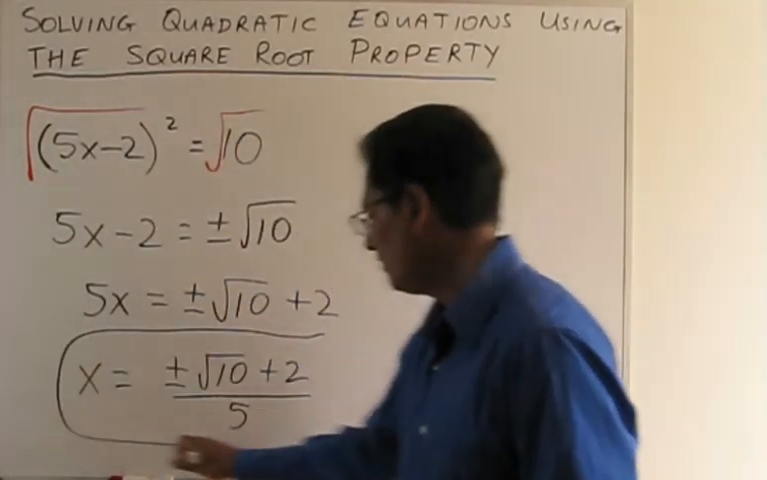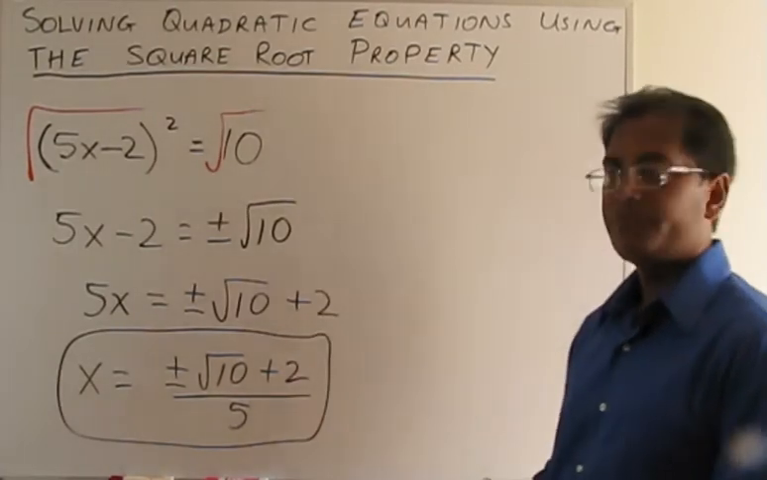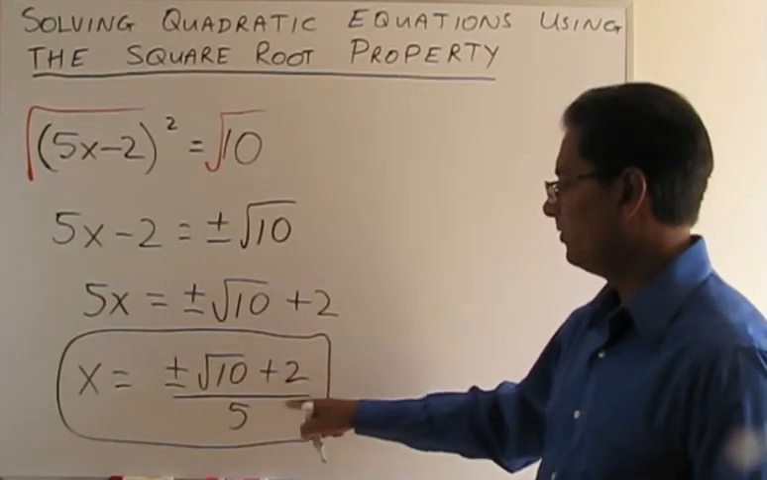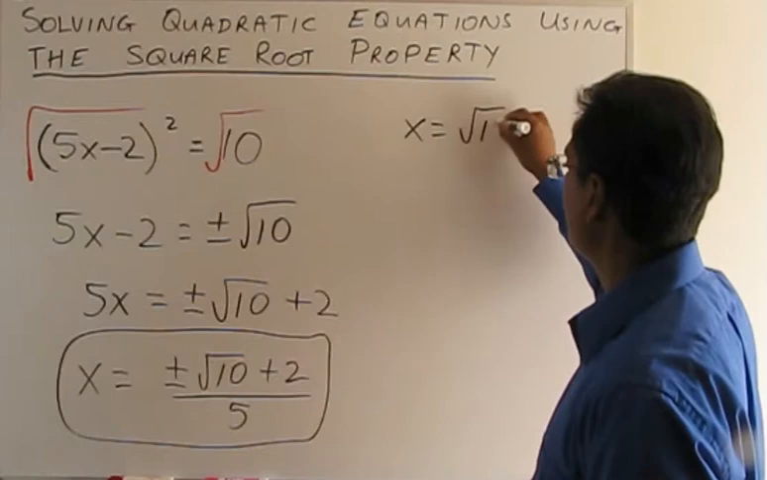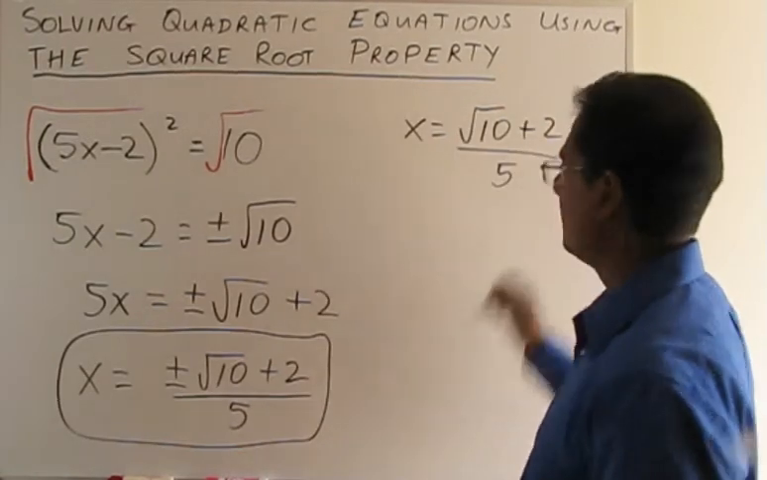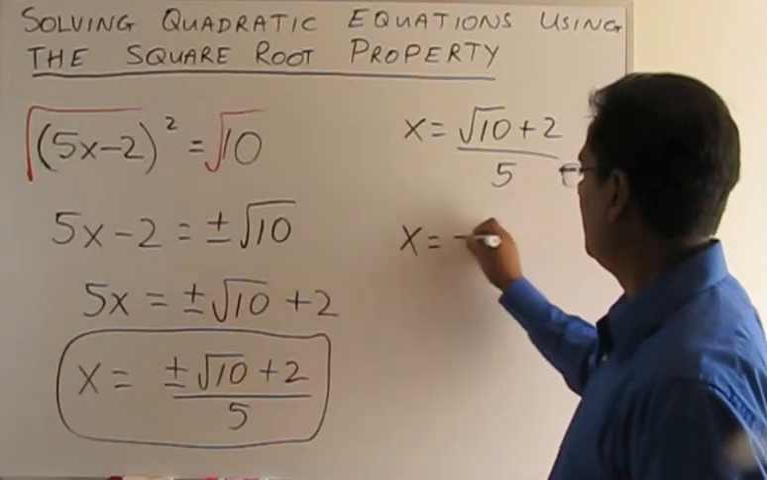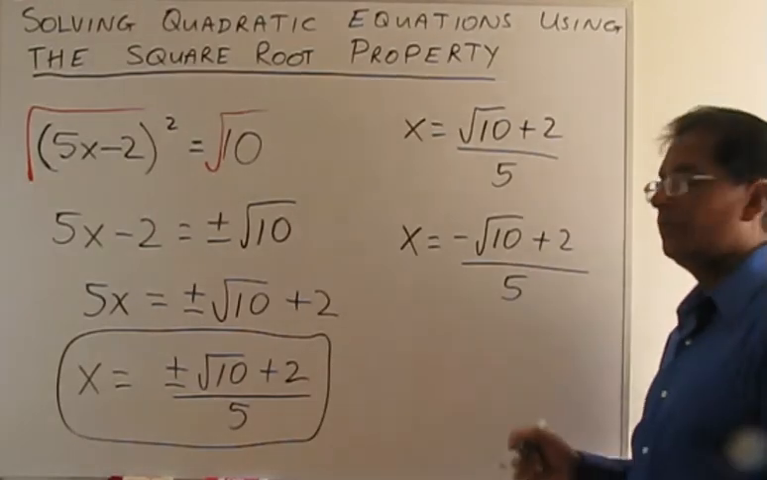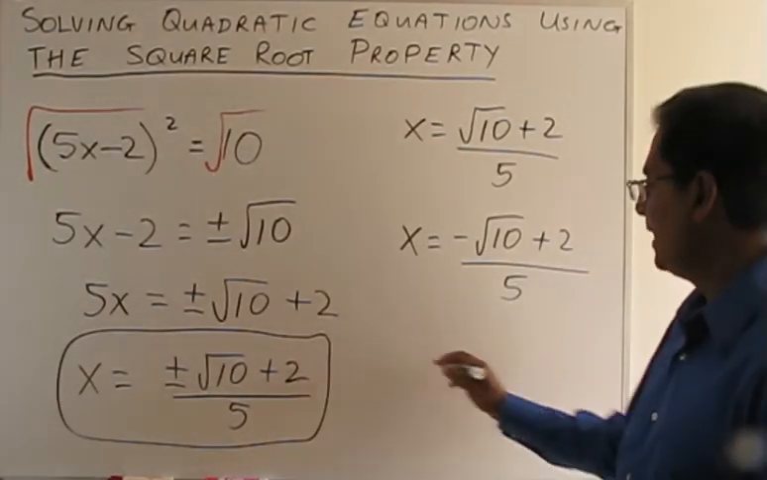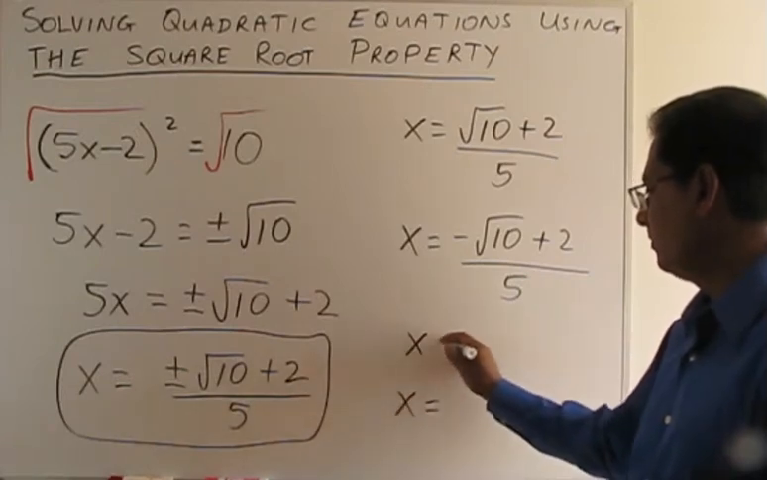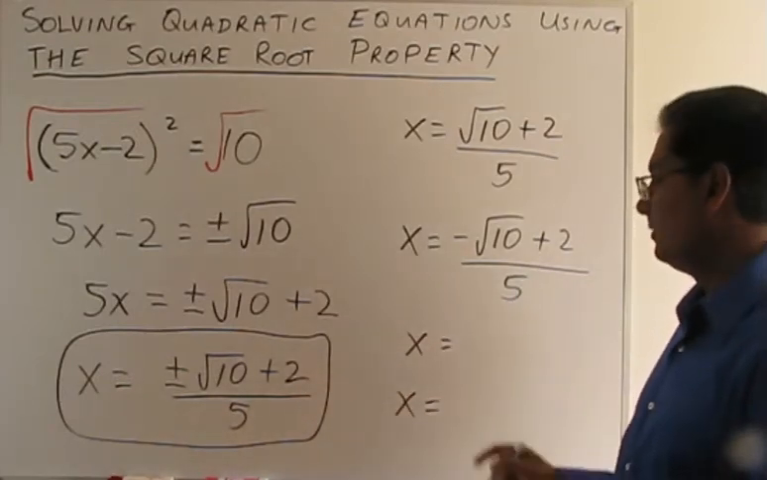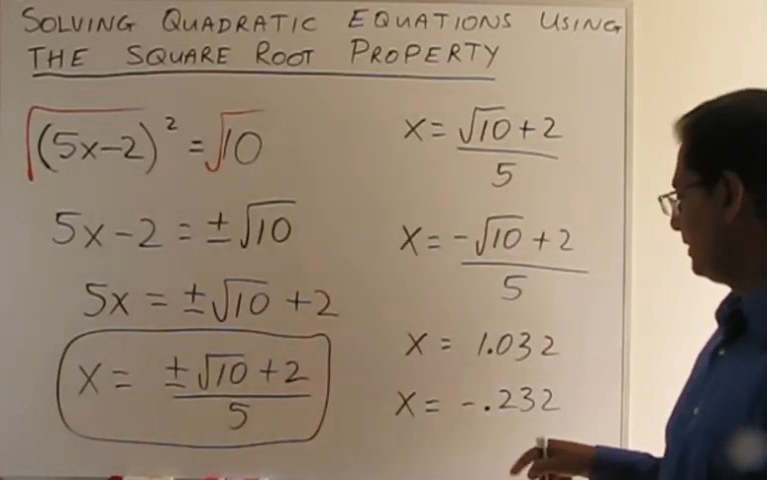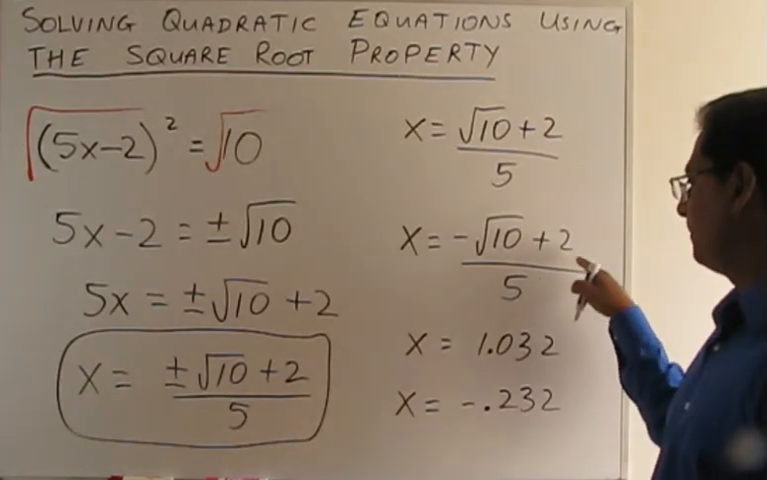So this is my solution. This is actually two solutions. What are the actual two solutions? We have (root 10 plus 2) over 5, and we also have (negative root 10 plus 2) over 5. Those are two decimals, and you may have to plug that in your calculator to get the solution. If you do, the decimal solutions are 1.032 for (root 10 plus 2) over 5, and negative 0.232 for (negative root 10 plus 2) over 5.